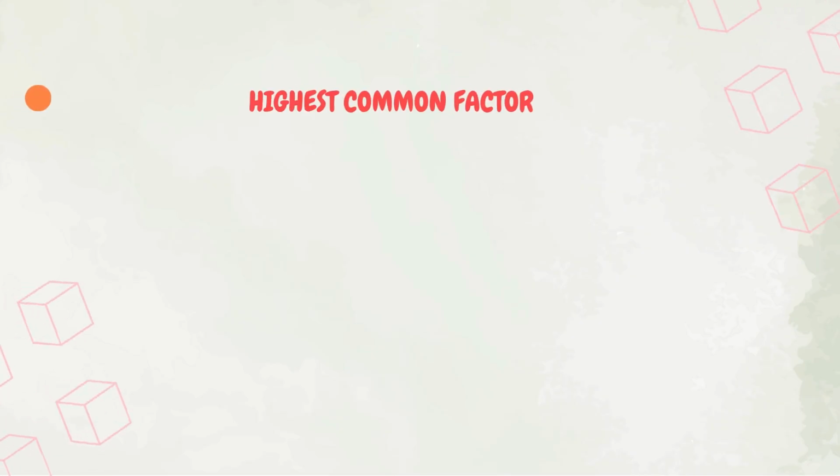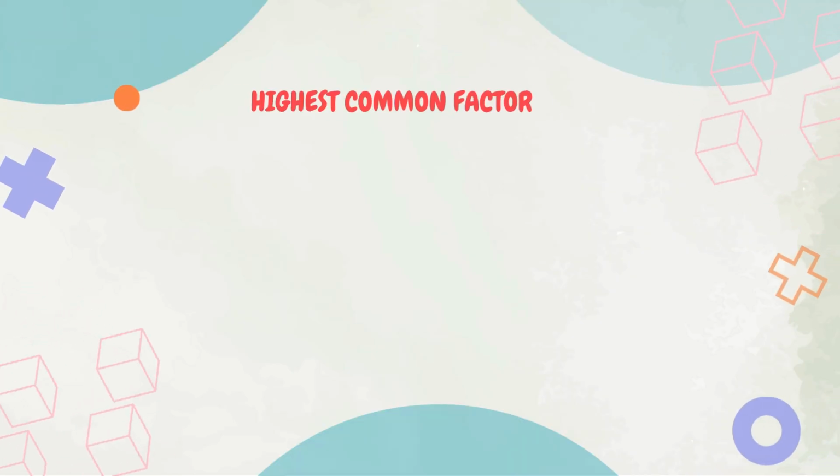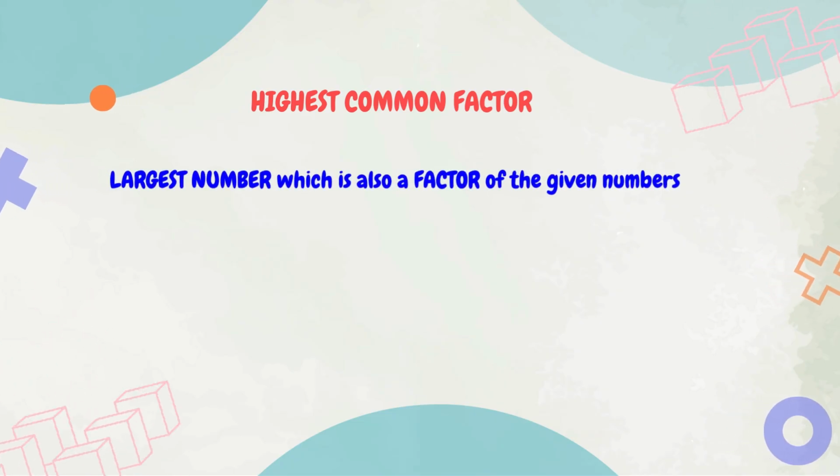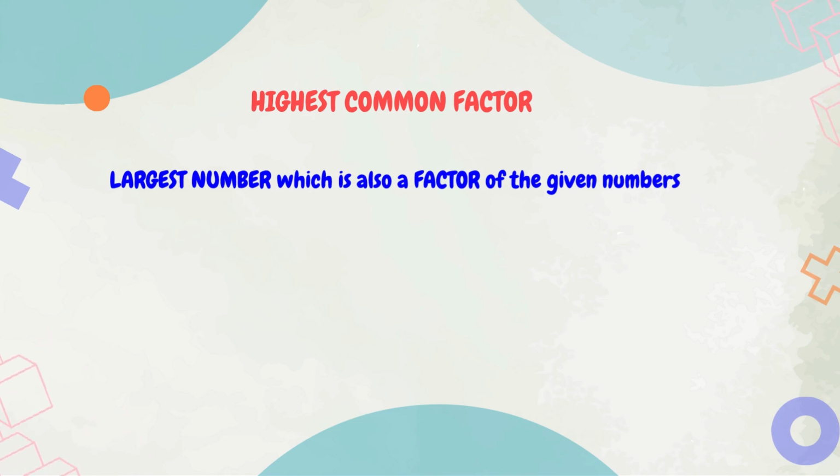So what is the highest common factor? The highest common factor is the largest number that is also a factor of the given numbers. For instance, what is the highest common factor of 12 and 18? In other words, what's the largest number that is also a factor of 12 and 18?